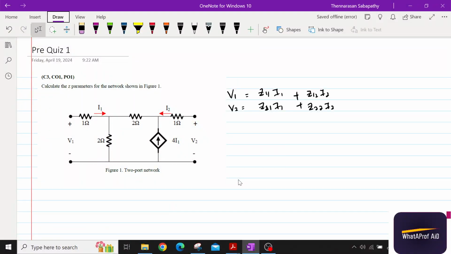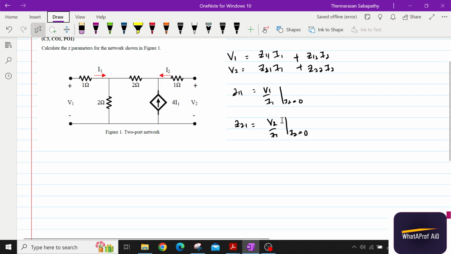Hi all, so today we are going to solve the question for pre-quiz 1. Before we start to solve, here you should have the equation for z parameter. The question asks us to find the z parameters for the circuit network, so you should have this equation. And z11, you will get z11 when I2 equals 0, where this is v1 over I1 when I2 equals 0. Similarly, z21 is also the same, v2 over I1, with I2 equals 0.